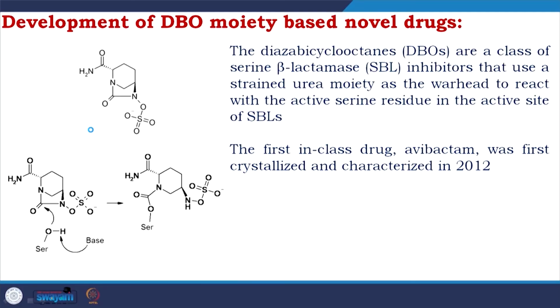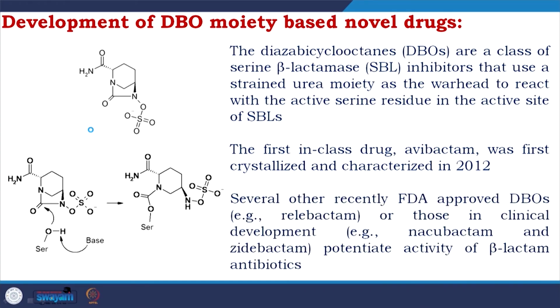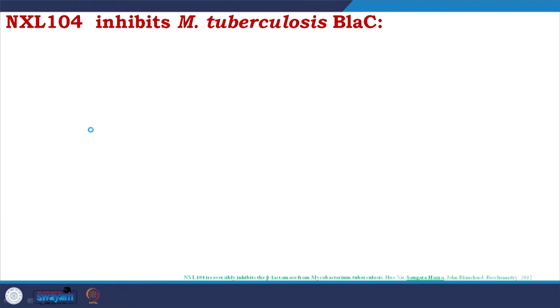The first in the class drug avibactam was crystallized and characterized in 2012 by me. Several other recently FDA approved DBOs are there. For example, relebactam is FDA approved and few are in the clinical development, nacobactam, zidebactam, and we worked on them. As I told, the avibactam is also called NXL 104.